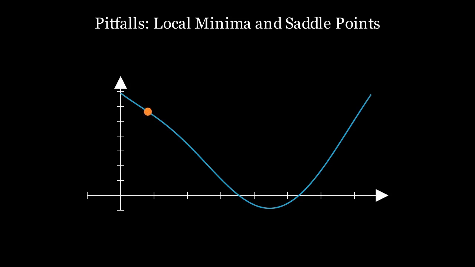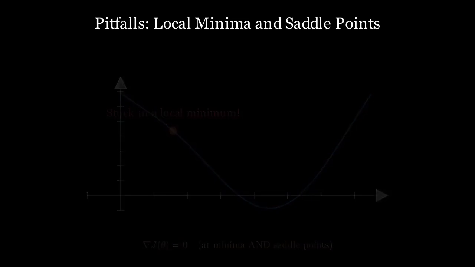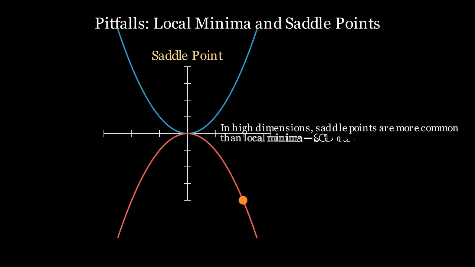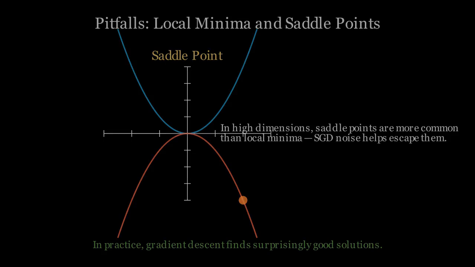The algorithm is greedy. It only sees the slope right where it stands, not the whole landscape. It can fall into a shallow dip and get stuck, never knowing a deeper valley exists elsewhere. Closely related are saddle points, where the gradient is 0, but it's a minimum in one direction and a maximum in another. In high-dimensional spaces, saddle points are actually more common than true local minima. Fortunately, the stochastic noise in SGD helps the algorithm jitter free and keep descending. In practice, gradient descent finds solutions that work remarkably well.